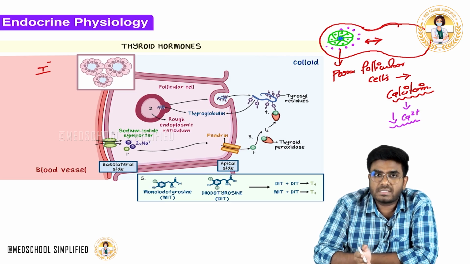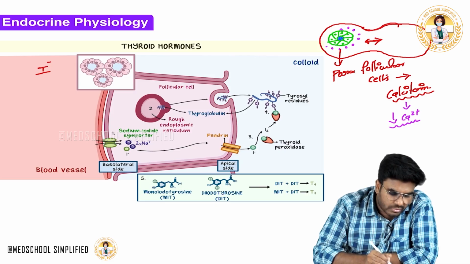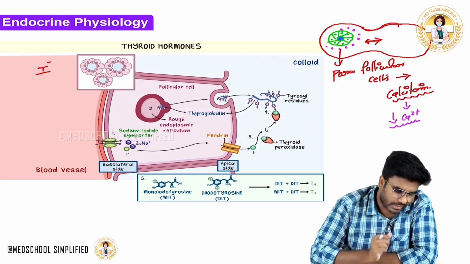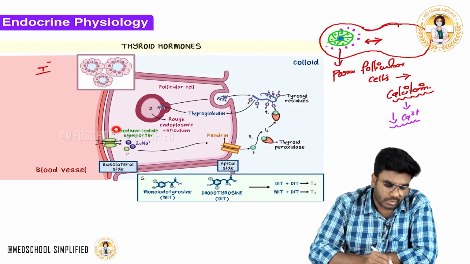Sodium ion concentration in the cell is less. So sodium is going to move from high concentration to low concentration. Along with the sodium, iodide also enters into the cell. So this is an example of co-transport. Sodium iodide symporter, this is the first step.